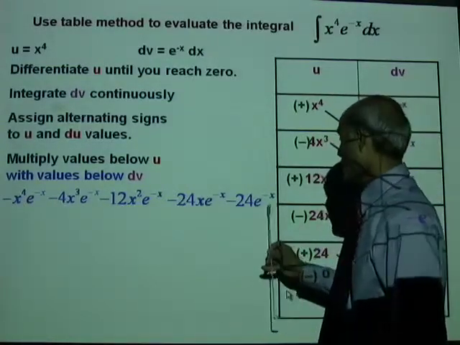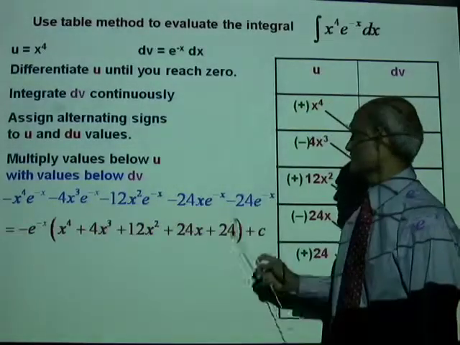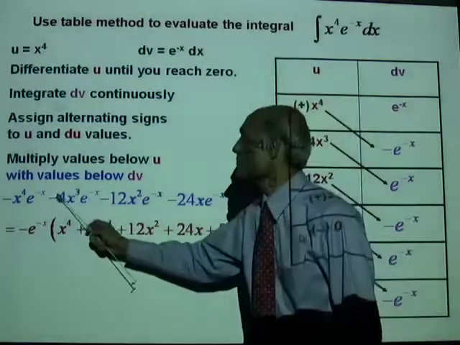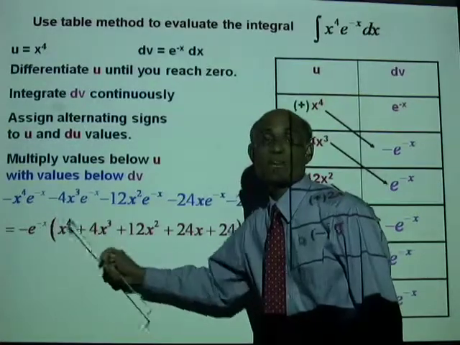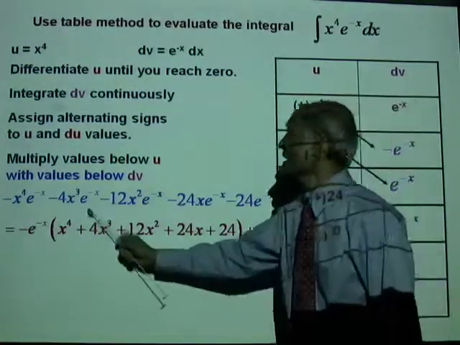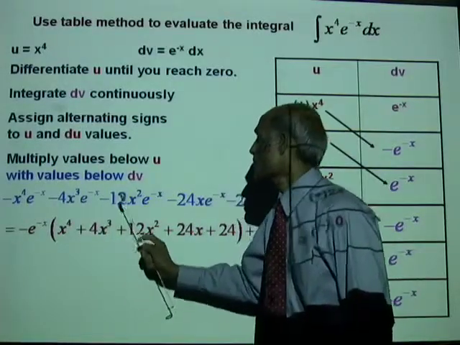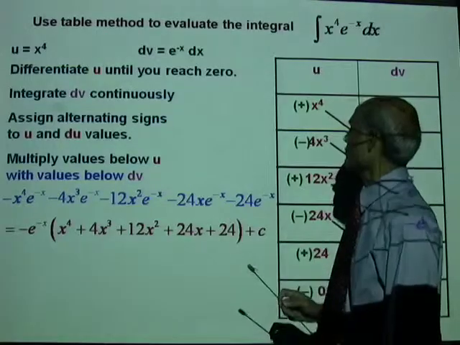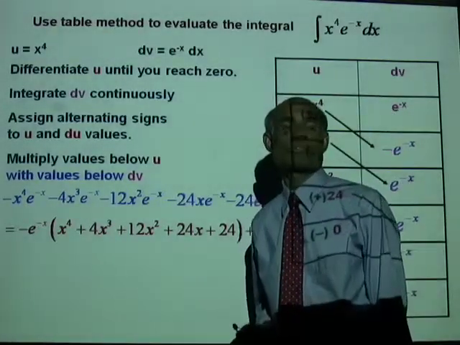All right. What can you pull out from these terms? You can see all these terms are negative. So a negative e to the power of negative x can be taken out, leaving x to the power of 4 plus 4x cubed plus 12x squared plus 24x plus 24 plus c as our result.